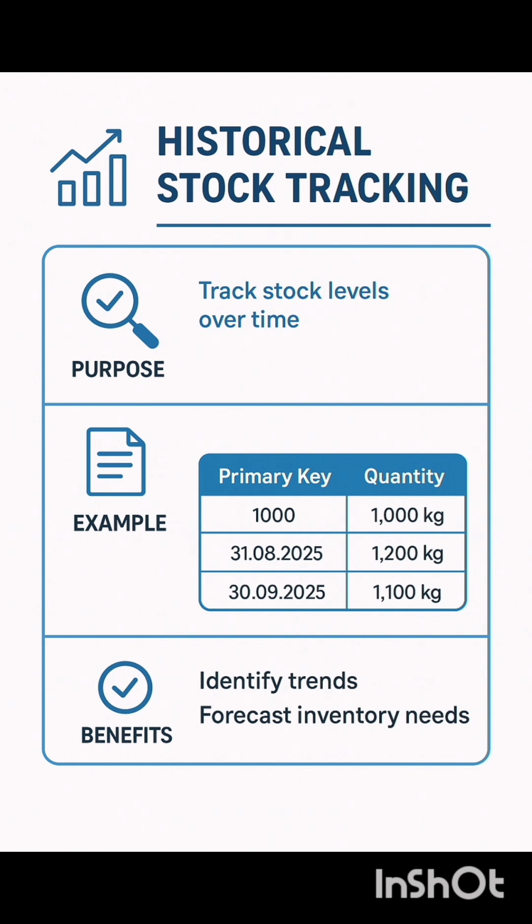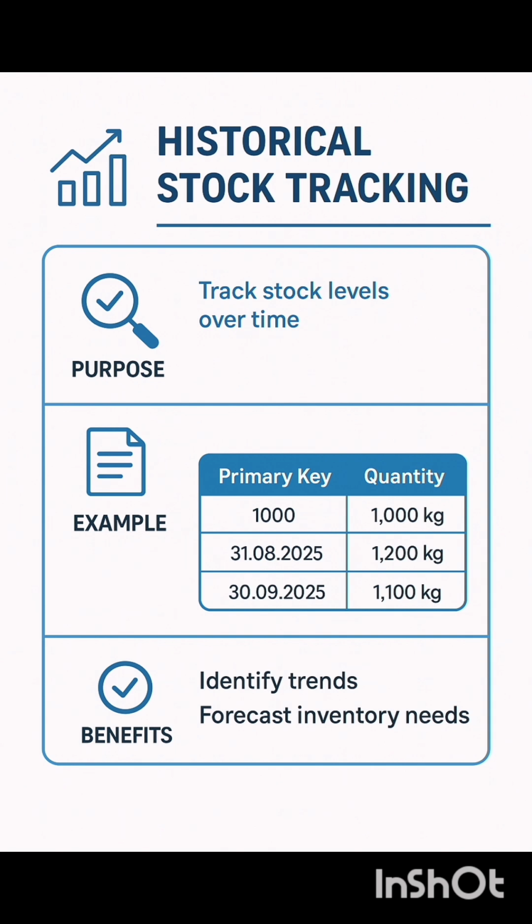As shown in the infographic, MB5B displays data such as plant, material, posting date, and stock quantity. In this example, the stock of material 1000 was 1000 kg in August, increased to 1200 kg in September, and then slightly decreased later. This tracking helps identify trends, manage consumption patterns, and forecast future inventory needs. It's especially helpful for planners and auditors who want to compare stock data between different time periods. So this was the use of historical stock tracking.